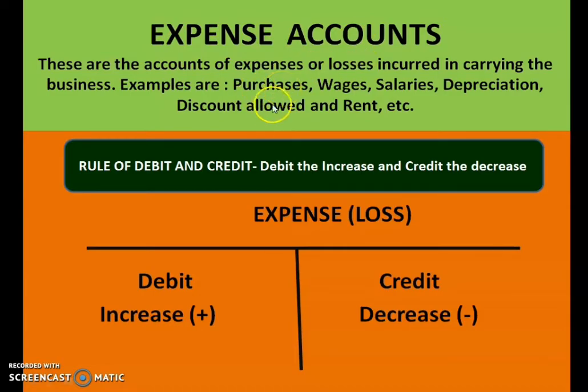When you purchase, you have to spend cash, isn't it? So that is your expenses. Wages paid to your employees or laborers, that will be expenses. Salary paid to the staff, that is expenses. Depreciation is the reduction in the value of a fixed asset, so that is also your loss. So that will also come under expenses account. Discount allowed, rent, these are all your expenses and losses, so that will be shown under expenses account.